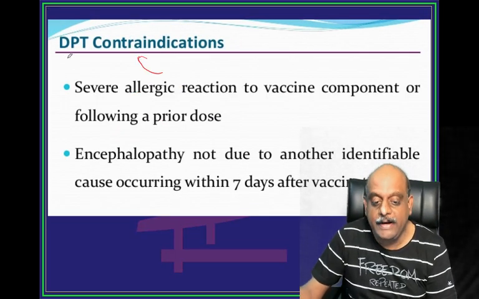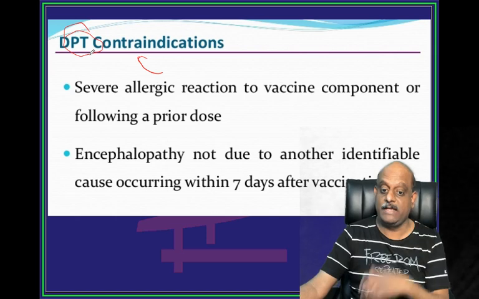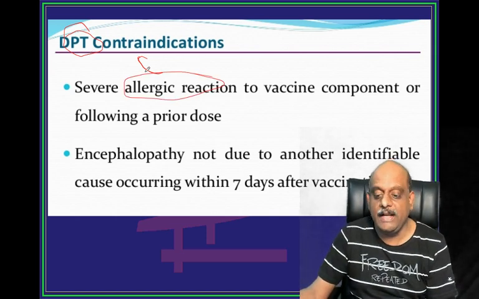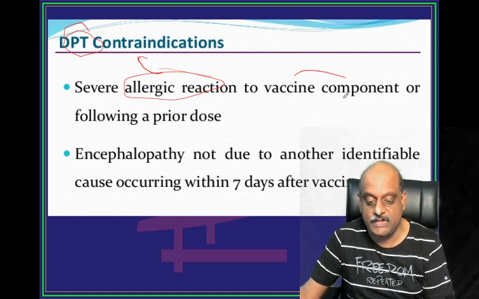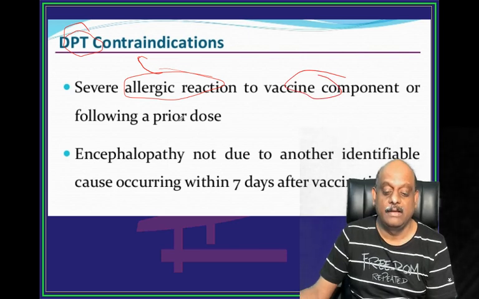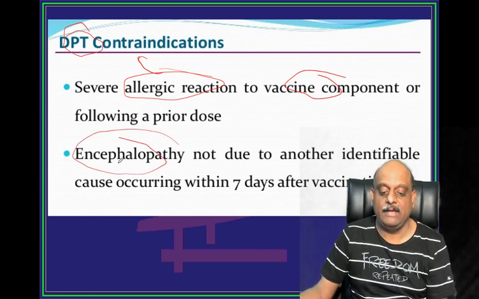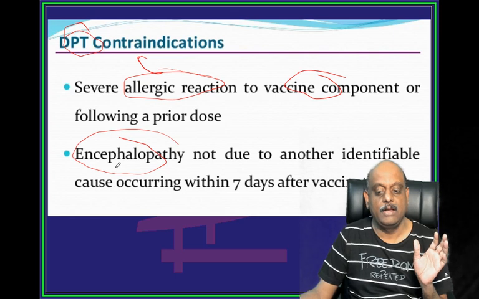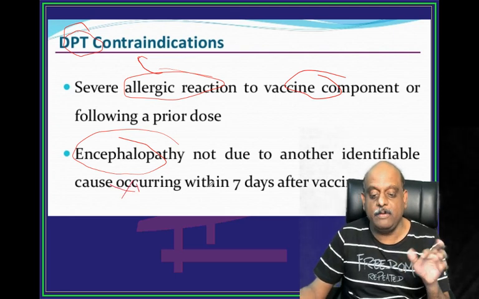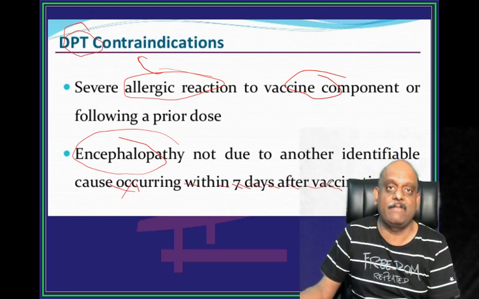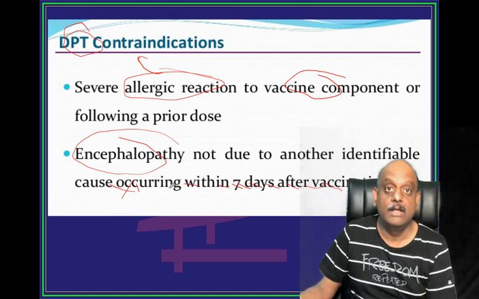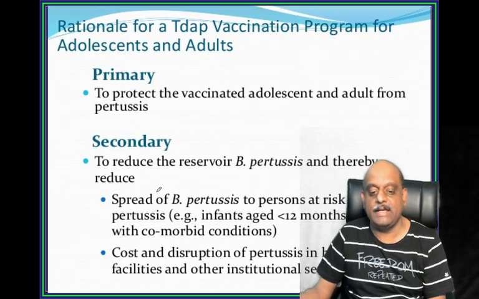Now, what are the contraindications for DPT? Favorite question of the examiner. Any severe allergic reaction to vaccine component and encephalopathy not due to other identifiable cause occurring within 7 days after vaccination. So they are the main contraindications.